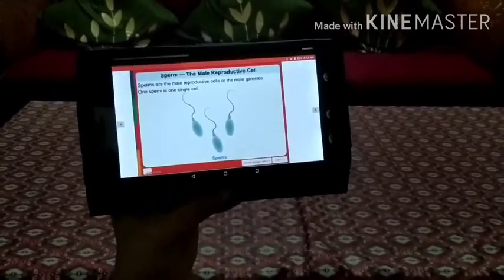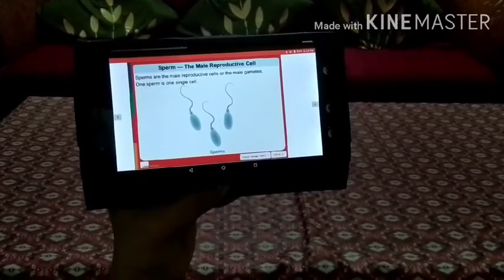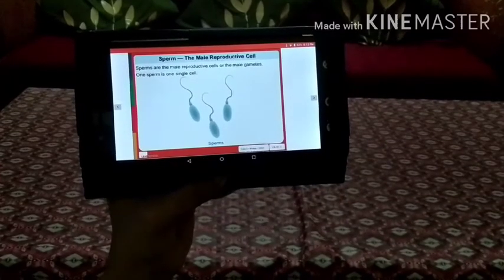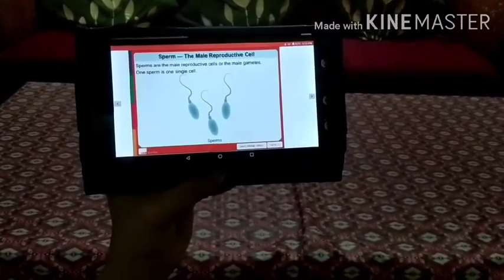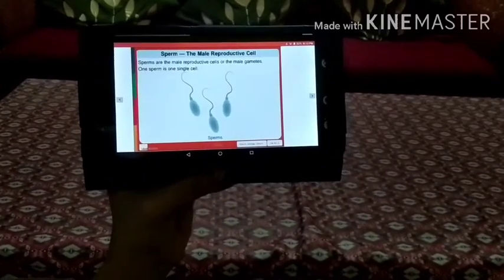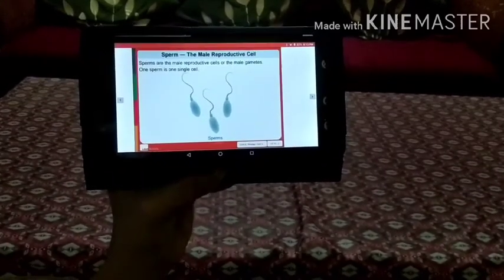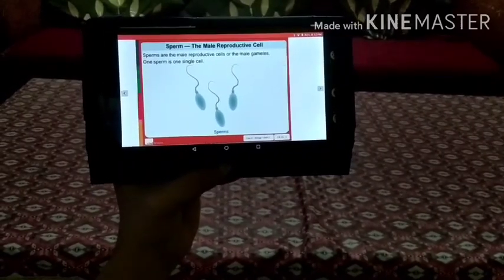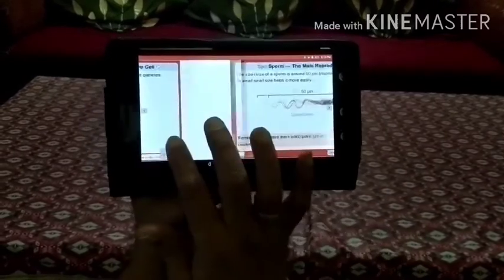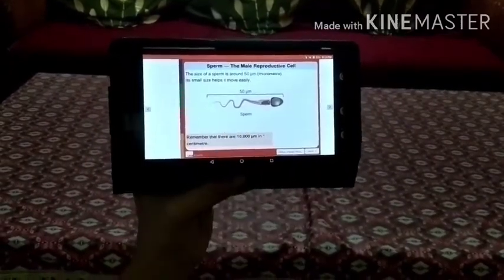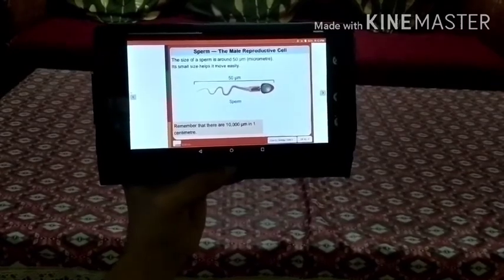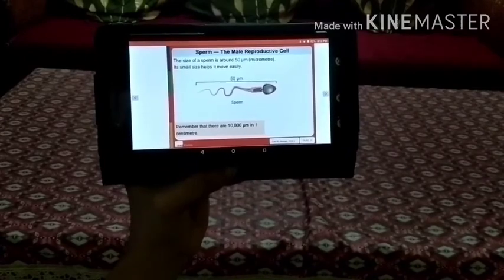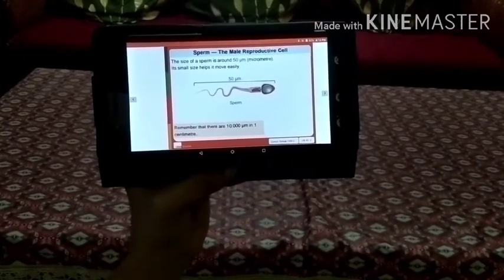First part is sperm, the male reproductive cell. Sperms are the male reproductive cells or male gametes. One sperm is one single cell. You can see the sperms in this diagram. The size of the sperm is around 50 micrometer. Its small size helps it to move easily.